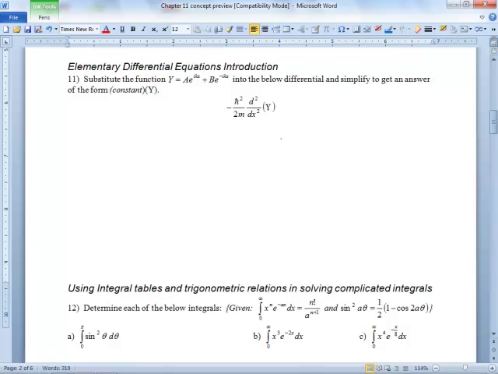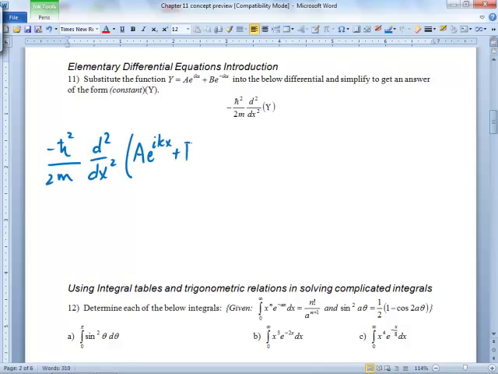So we have negative h bar squared, some new constant, we'll talk about that later, over 2m second derivative. And then you got to put in what the y is. What's my y? My y is ae to the ikx plus be to the negative ikx. So what does that equal? Well, the negative, that stuff out front doesn't do anything, right? Just leave that out there.